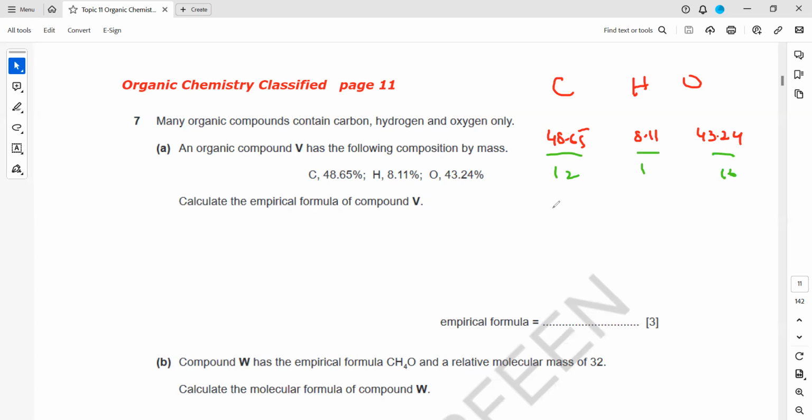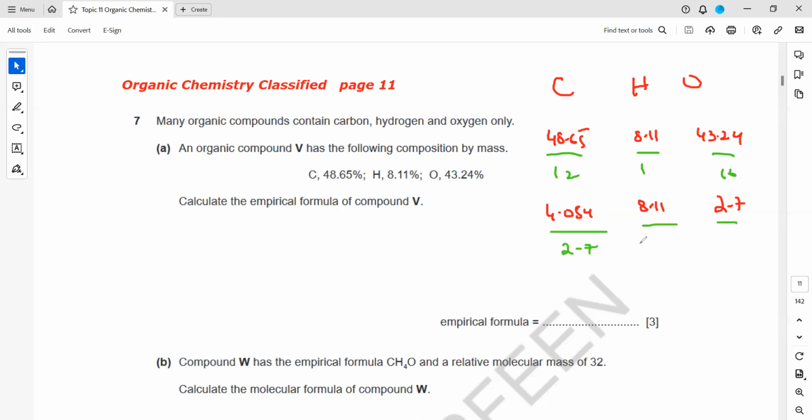So 48.65 divided by 12. What was the answer? It was 4.054. This will be 8.11, and this was 2.7. Then we divide by the smallest value in the combination, which is 2.7.